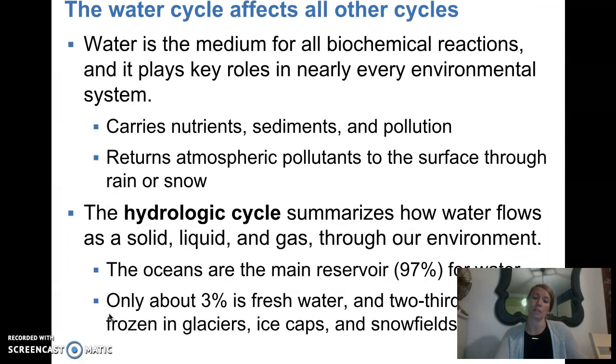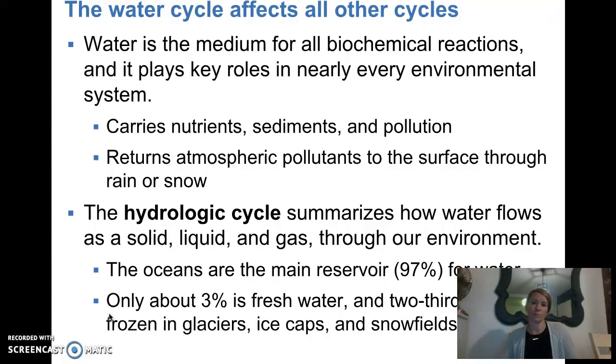So the first is the water cycle or the hydrocycle. I'm sure you've learned about the water cycle at some point in your life, but the water cycle is super important for all other cycles because water, like we talked about in one of the first chapters, is the main medium or way that the biochemical reactions happen, and it's in every environmental system. So it carries nutrients, sediments, and pollutants. It's how nutrients move around our bodies.